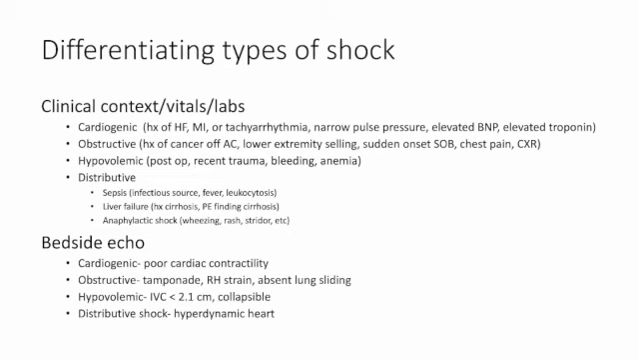And in distributive shock, these patients will have a hyperdynamic heart, though in late distributive shock, patients can also develop poor contractility. But the point of this slide is really just to say that between clinical context, vitals, labs, and a bedside echo, you can usually differentiate the type of shock. Where it becomes more difficult to evaluate the type of shock is when there's multiple concurrent etiologies. So for example, patients who have cardiogenic shock as well as sepsis, or cardiogenic shock as well as liver failure. And if there's still question as to what type of shock it is, a right heart cath can be useful in differentiating types of shock.